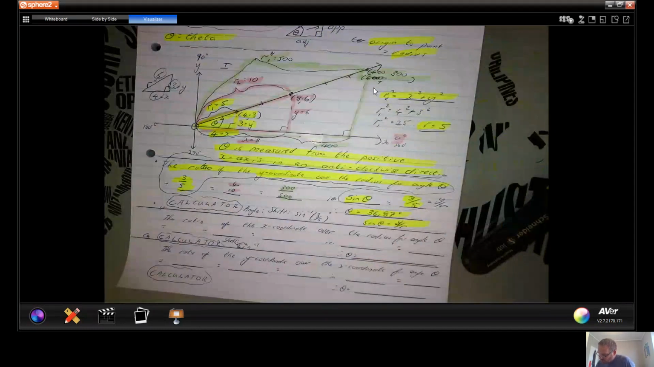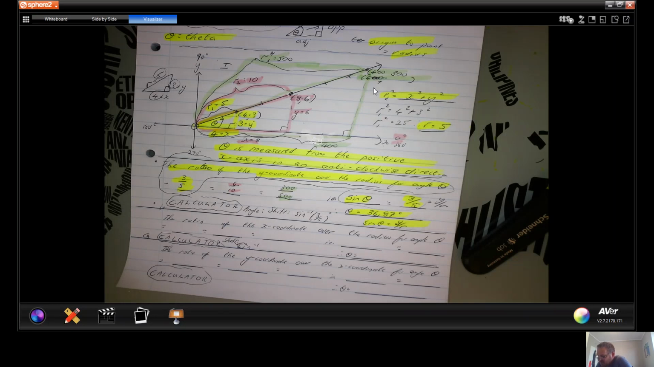Right. So that's the name. So what is sine? It's the name of the ratio of the y-coordinate over the radius for a particular angle. I know it's quite a lot to take in. Just calm the farm. Right.